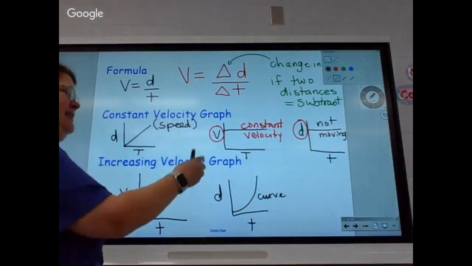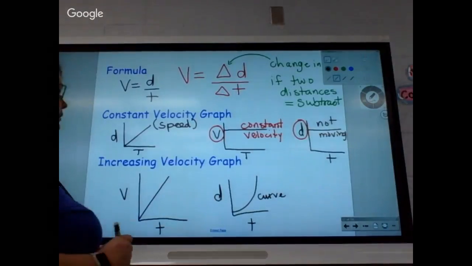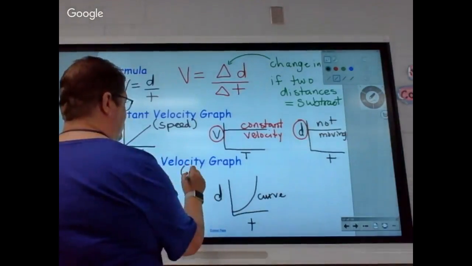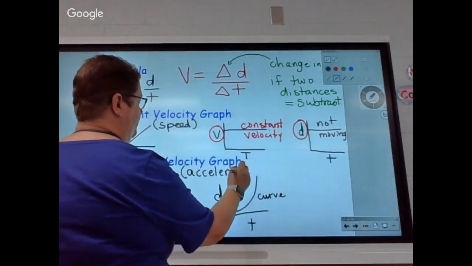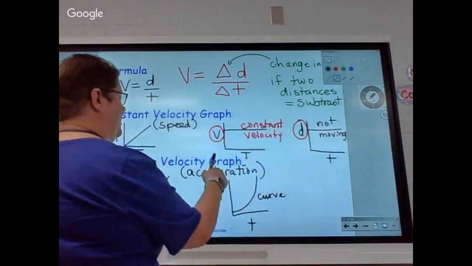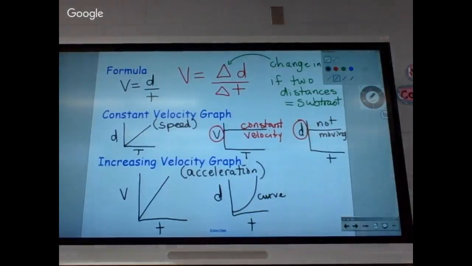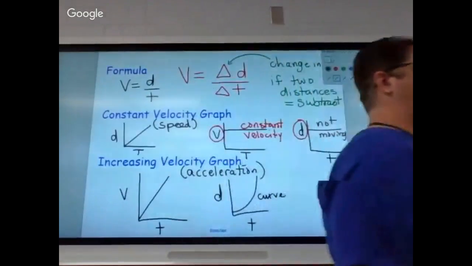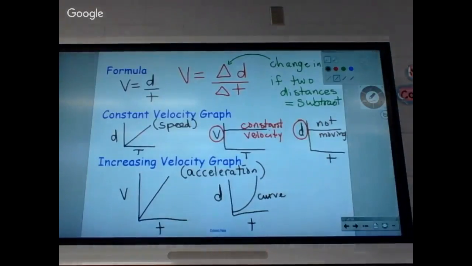And I'll come back to that one when we get to acceleration, because increasing velocity is actually the same as acceleration. So we will revisit that later today. We'll come back to those bottom two. I just want those to percolate in our heads.